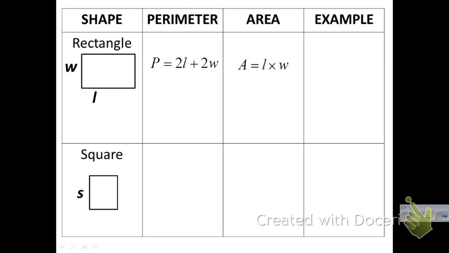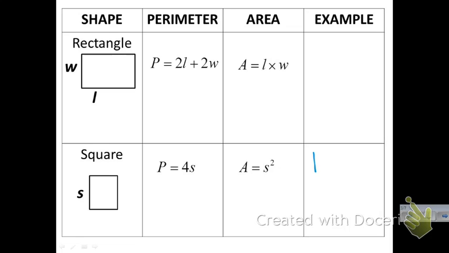For our square, I have a square here and I put S. It looks almost like a rectangle, but when I initially had it, all sides were the same. So I put an S because all sides are the same. And to find the perimeter, you can take 4 times S, or again, like the other one, you can add all the sides if you don't want to use that formula. Our area is sides squared.